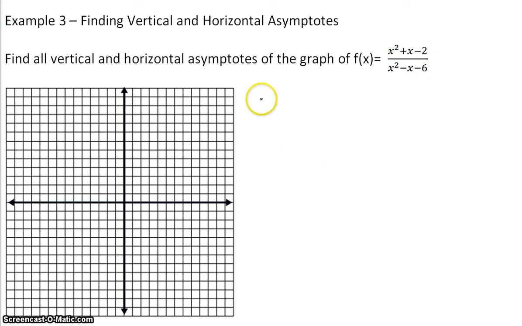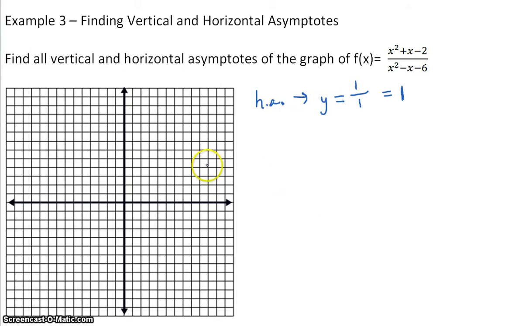So very quickly, I'm going to talk about horizontal right away because that's identifying degrees. We have a degree 2 and another degree 2. So that means that they're the same. So we're just describing a lead coefficient over a lead coefficient. So that would be 1 over 1. So that means that there is a horizontal asymptote at 1. So you could draw that. You don't have to. It's not asking you to do that.